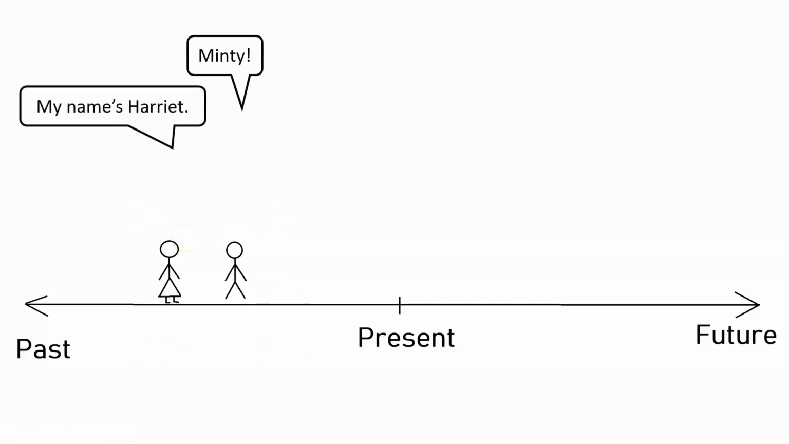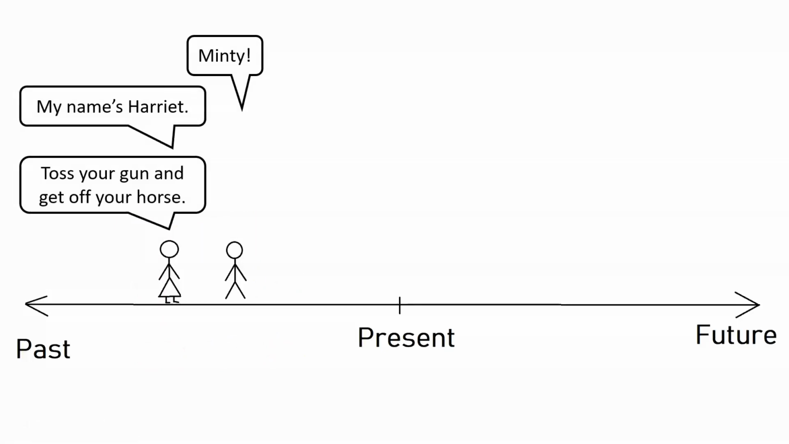"Minty, my name's Harriet. Toss your gun and get off your horse." So that's what actually happened in the past. And I want you to imagine that there's a third person, an observer or a writer who's watching this. And then later, time passes and the third person wants to tell what happened in the past.